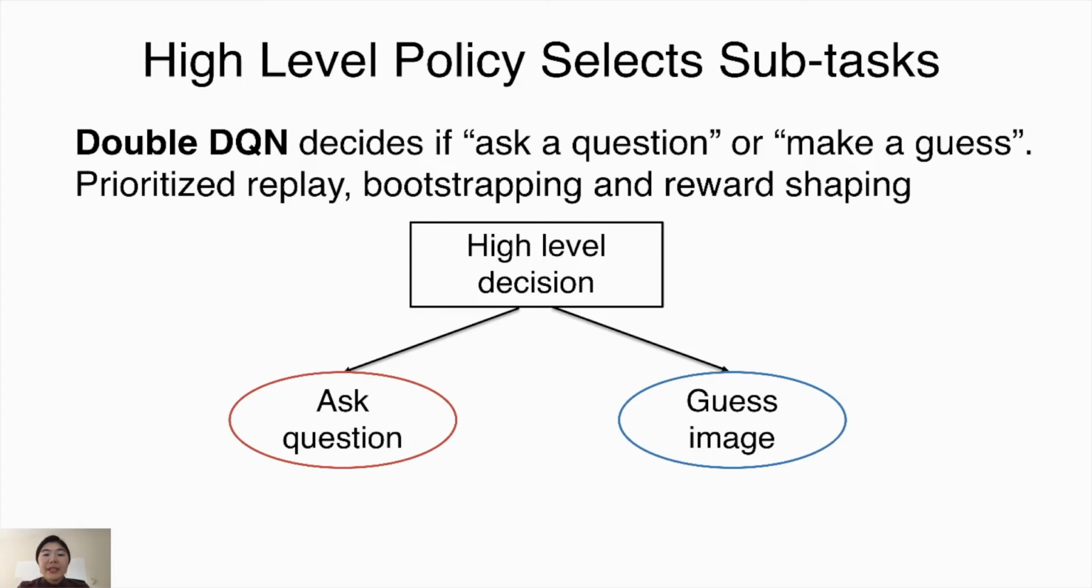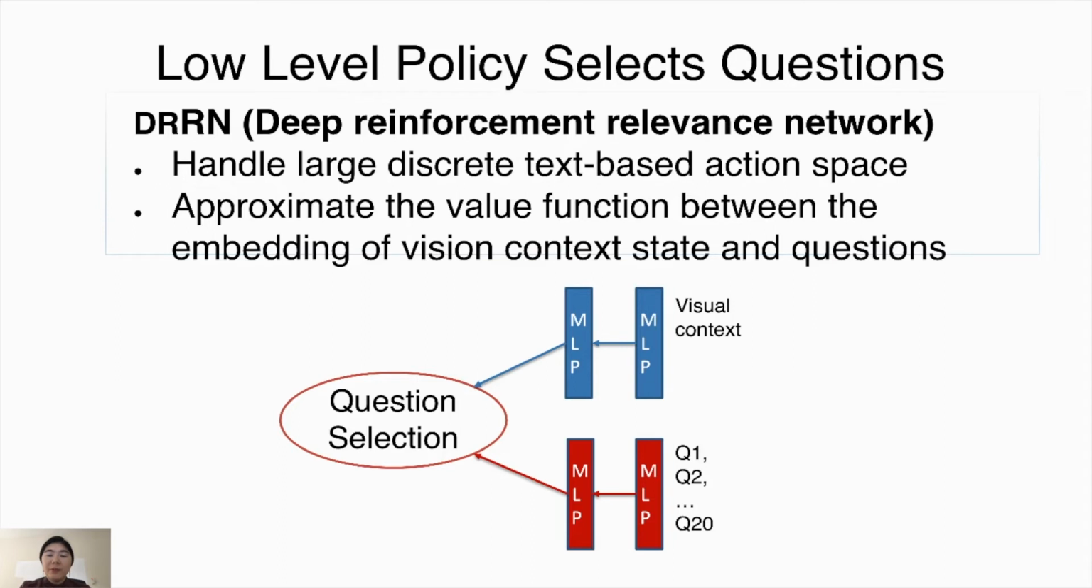Now, after we obtain the information from the state, we want to make a decision whether to ask a question or guess an image, which is the higher level decision. We're going to use a double DQN to do this because we only have 2 decisions, so double DQN is the perfect choice. Then when we decide we need to ask a question, we need to select which question to ask. Suppose that we ask humans to help us write down 20 or 100 questions that are related to the task. Then we're going to pick which question to ask.